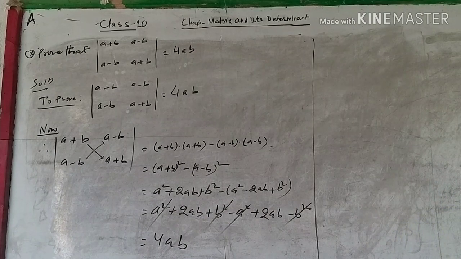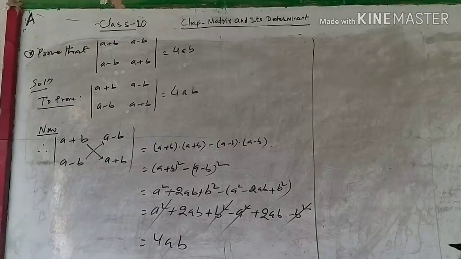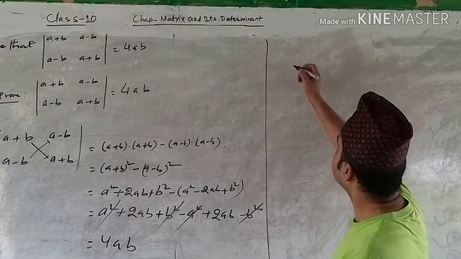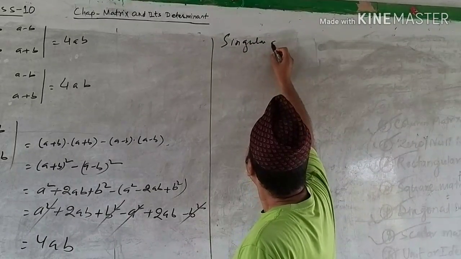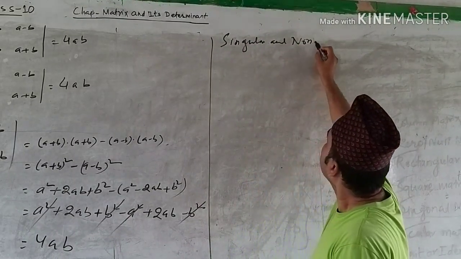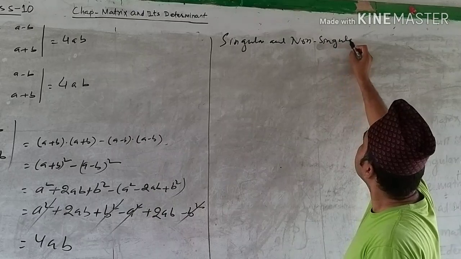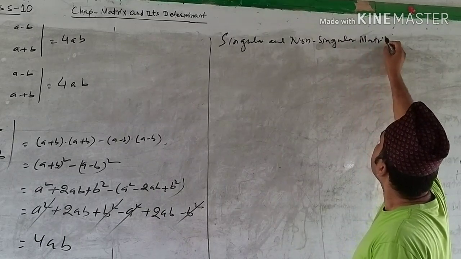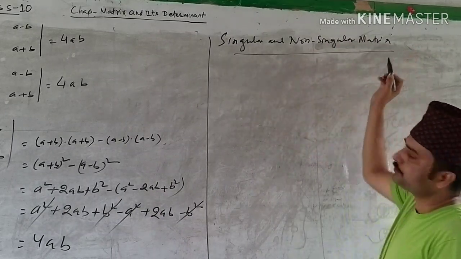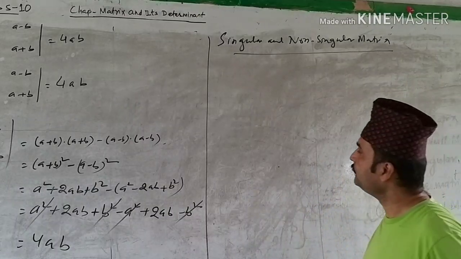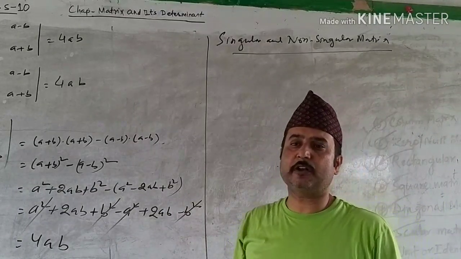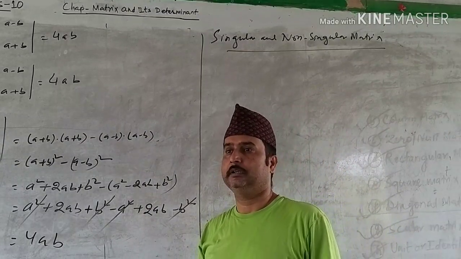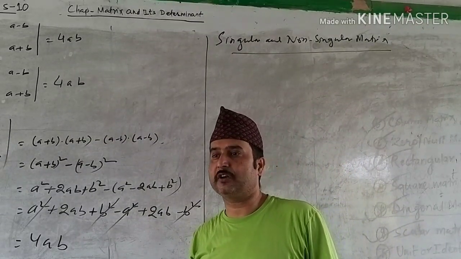Now the next small topic is singular and non-singular matrix. How can you say whether the given matrix is a singular matrix or a non-singular matrix?